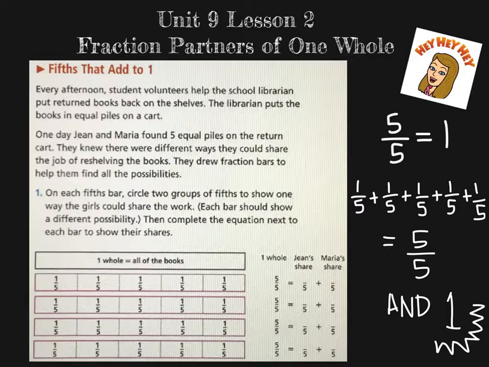So we are going to first look at fifths, which remember would be fractions that have a whole that has been split into 5 equal pieces.